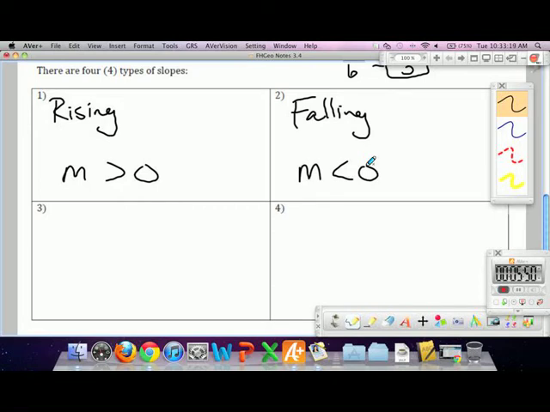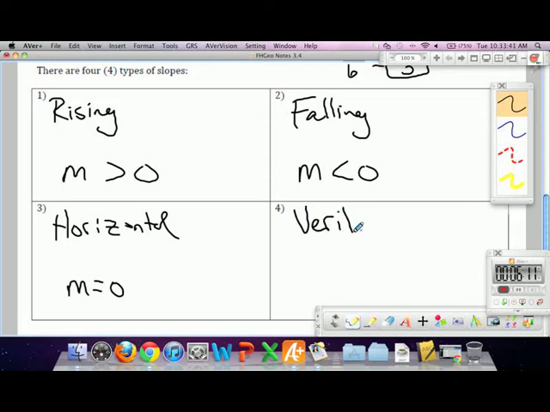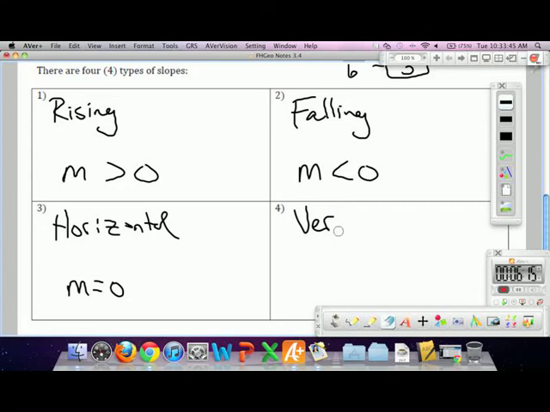It can be a horizontal line, as we described earlier. That's when our slope is exactly equal to 0. That's when it's nice and flat horizontally. Or you can have a vertical line, and that's when our slope is undefined.